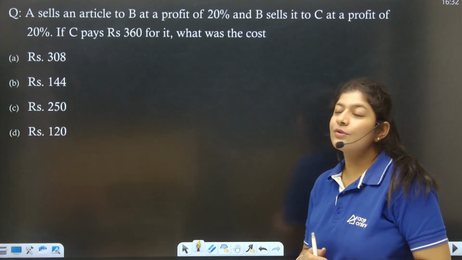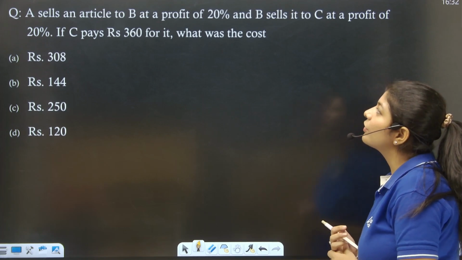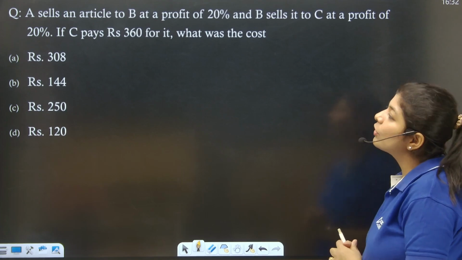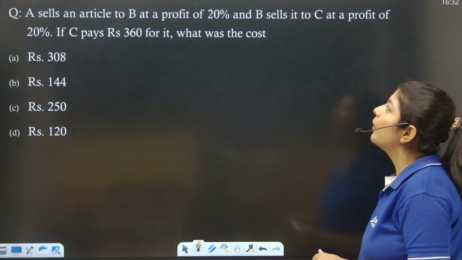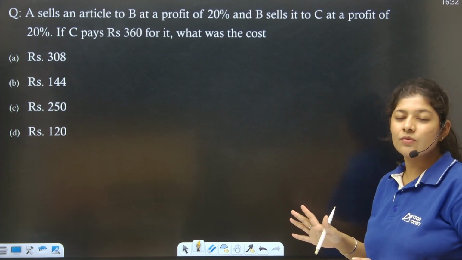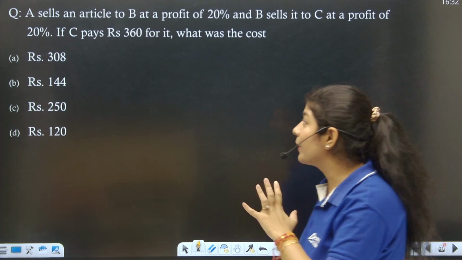Okay, so the next question says that A sells an article to B at a profit of 20% and B sells it to C at a profit of 20%. If C pays 360 for it, what was the cost? Okay, look, this question is very simple. There are multiple ways to solve it. So I'm just letting you know how to do it quickly, right?